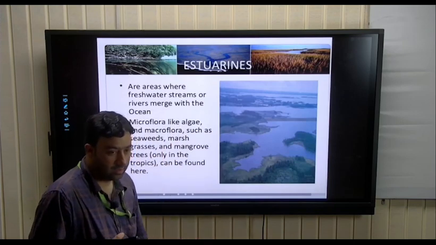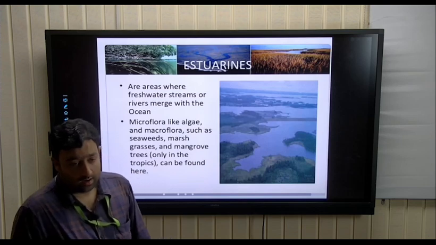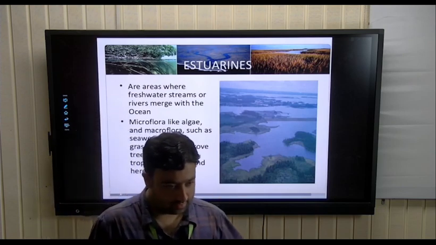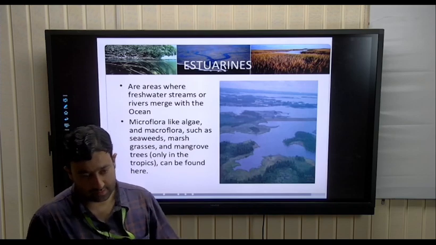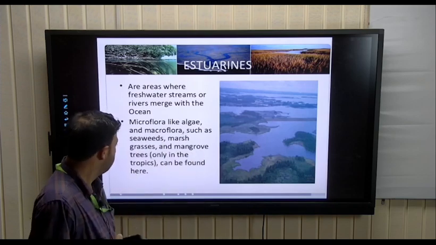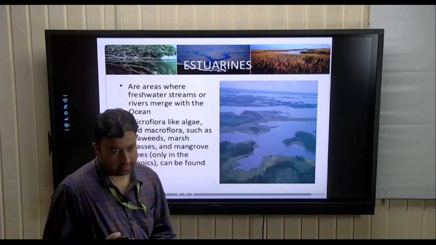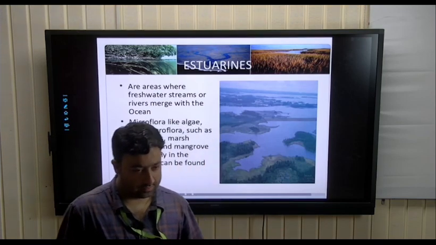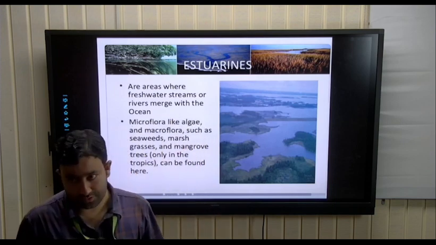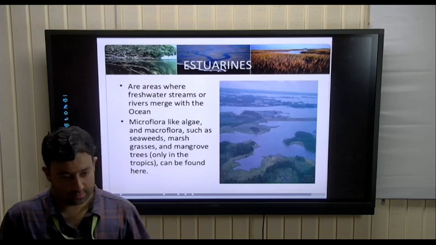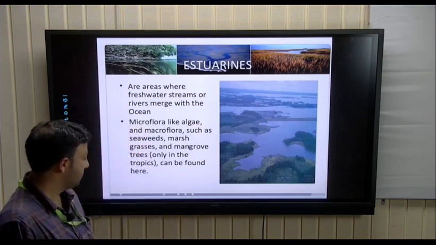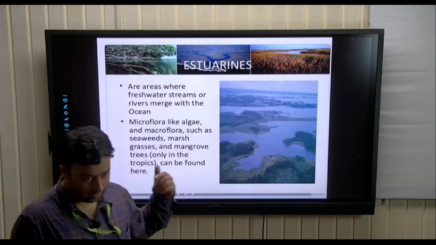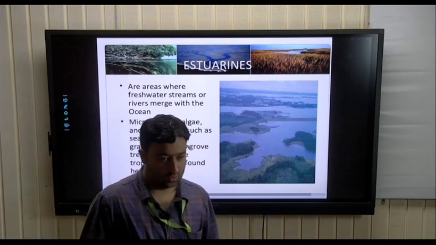Estuaries. Estuaries are areas where freshwater streams, whether rivers or lakes, merge with the ocean. There are many species of organisms present in estuaries, whether algae, microflora, seaweeds, or mangroves, and many species of animals, whether fishes or whales. So they can be found here. In this region, freshwater streams or rivers merge with the ocean.